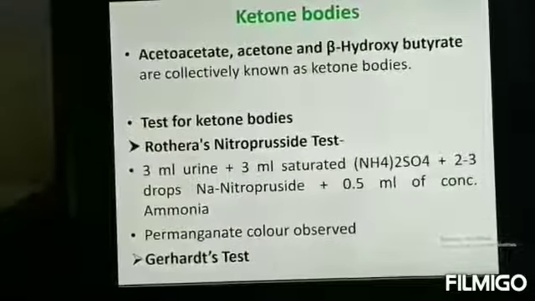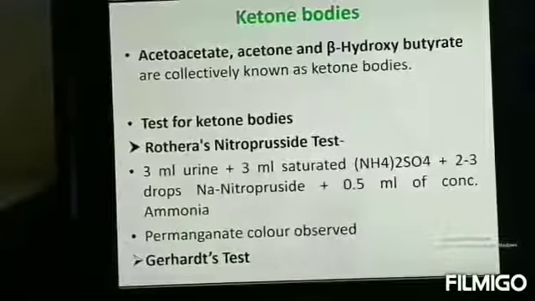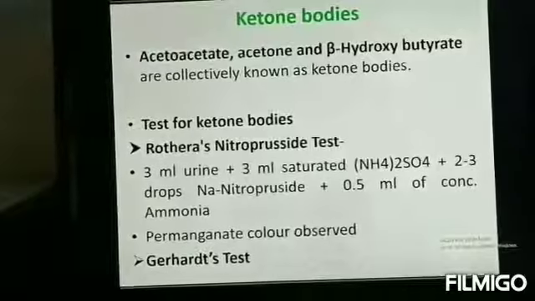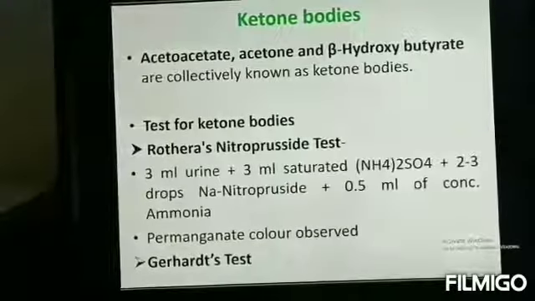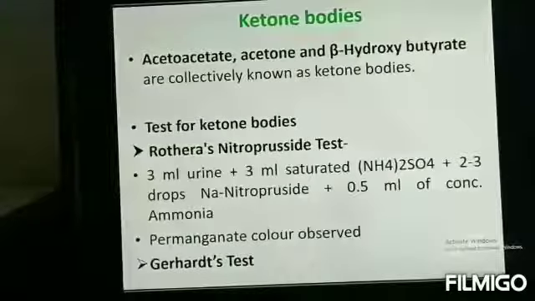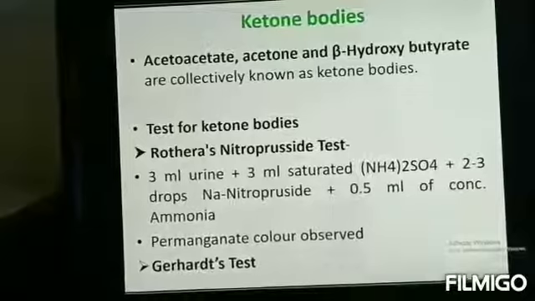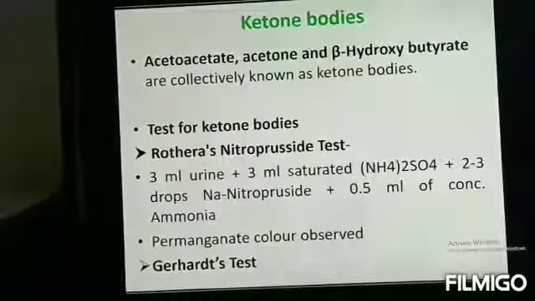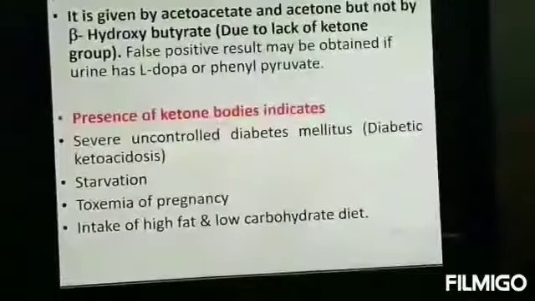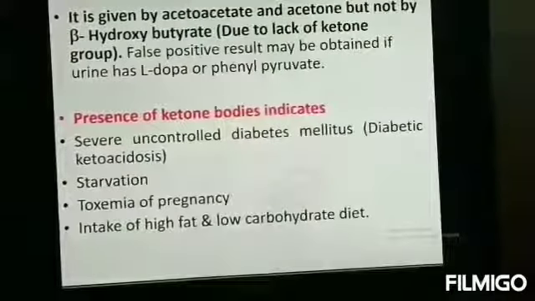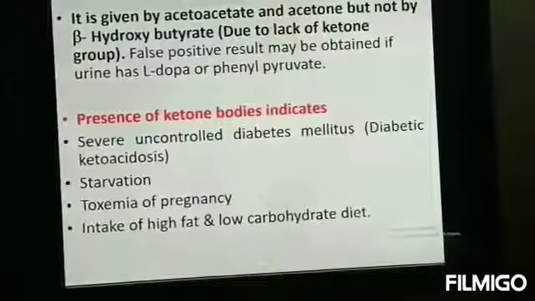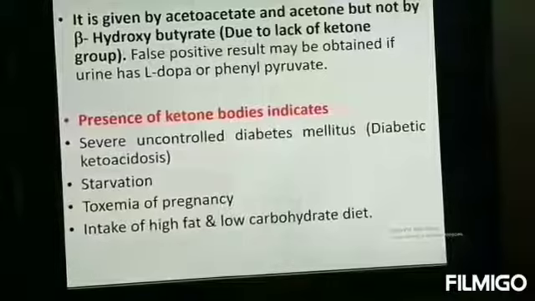Procedure for Rothera's test: take 3 ml urine, add 3 ml saturated ammonium sulfate, 2 to 3 drops of sodium nitroprusside and add 0.5 ml of concentrated ammonia. Observe the color change. A permanganate color is observed. The procedure for performing Rothera's test will be explained in the next video. Both these tests are positive only for acetoacetate and acetone, but not for beta hydroxybutyrate due to lack of a ketone group.